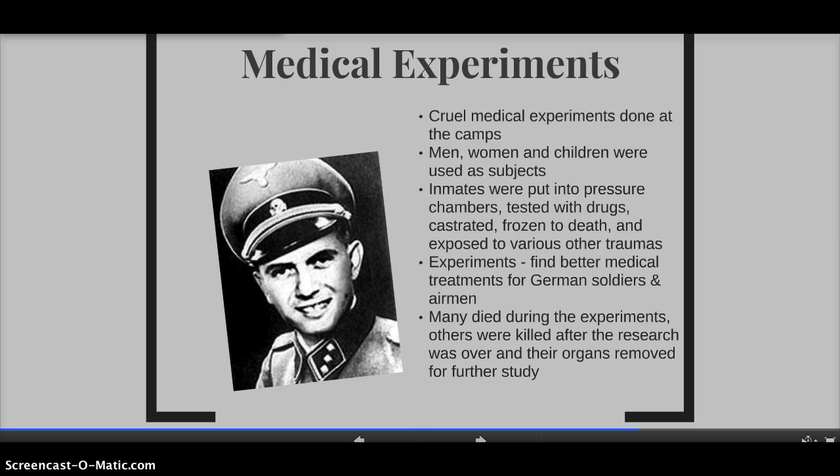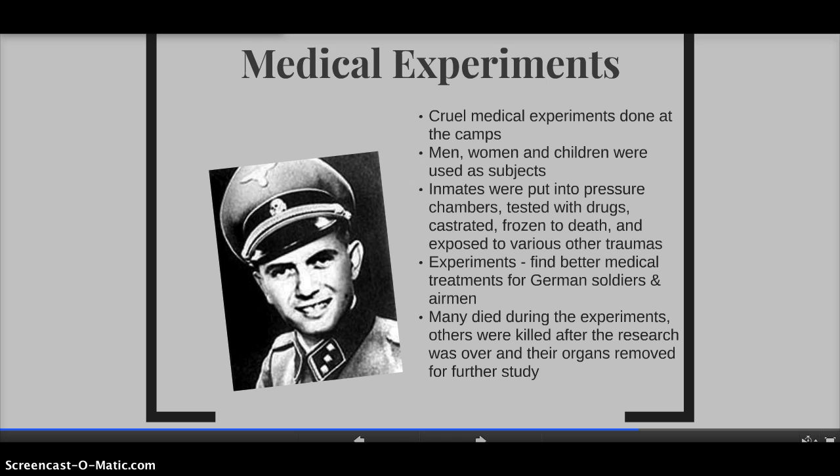Additionally, there were some medical experiments that went on. This part is light on the notes, so I'm just going to be doing some talking. There were terribly cruel medical experiments that were done at the camps. Men, women, and children were used as subjects. Inmates were put into pressure chambers, tested with drugs, castrated, frozen to death, and exposed to other traumas.